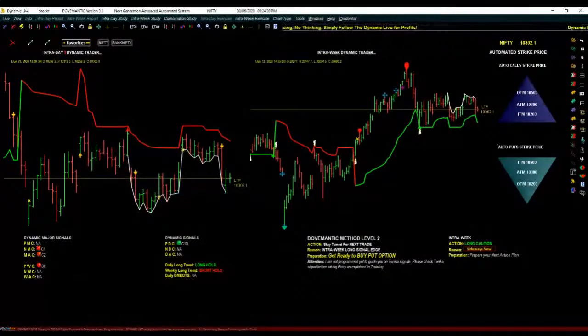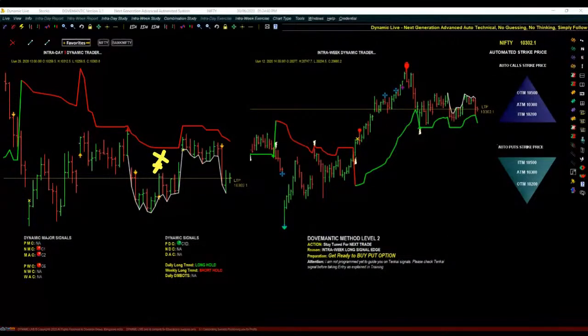So here is the case of Nifty. You can see that even in Nifty at this point in time, the price is somewhere here. And you can see there is no zigzag caution on top. There is no long signal edge point. Even in intra-week, there is no zigzag or long signal edge point.